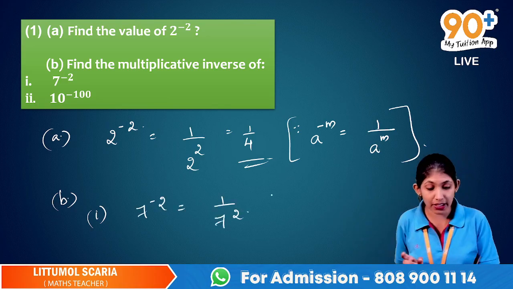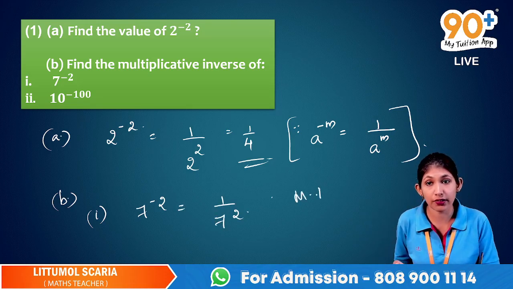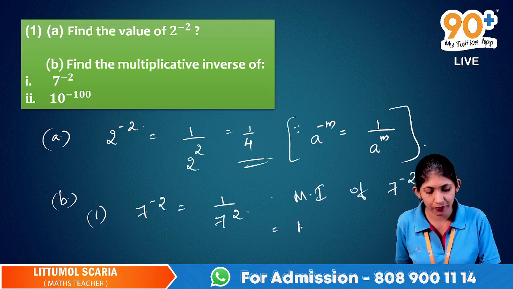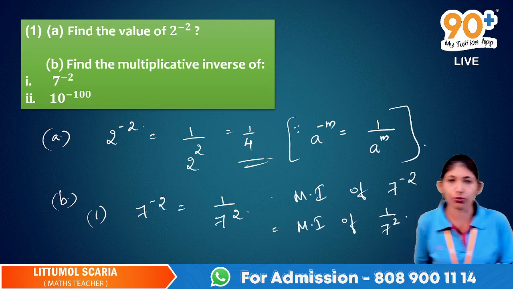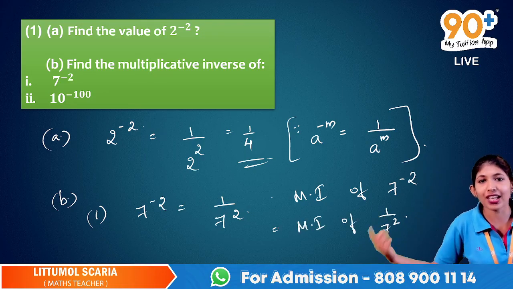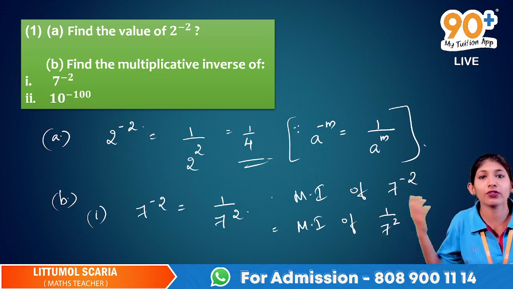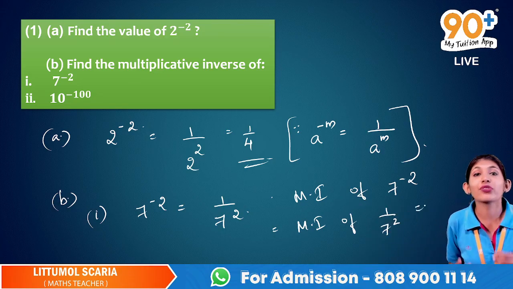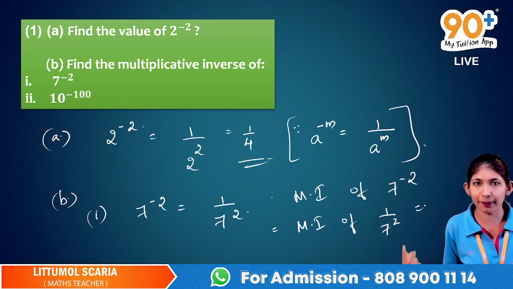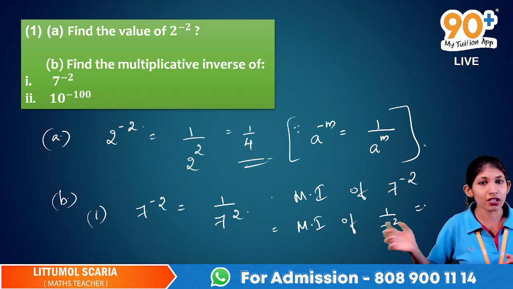The multiplicative inverse of this is what is asked. What will the multiplicative inverse of 7 to the power minus 2 be? The multiplicative inverse of 1 by 7 to the power 2. We use the term multiplicative inverse for the reciprocal. Multiplicative inverse is another name for reciprocal.